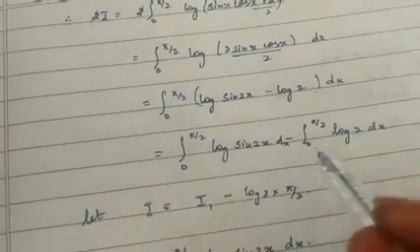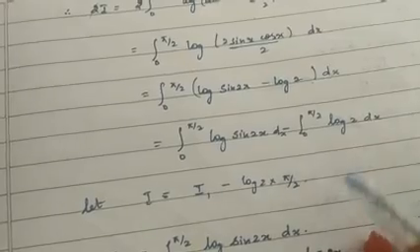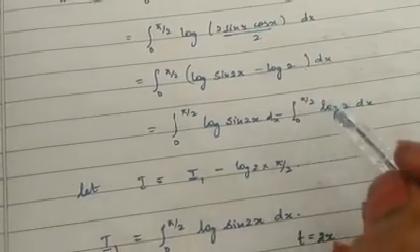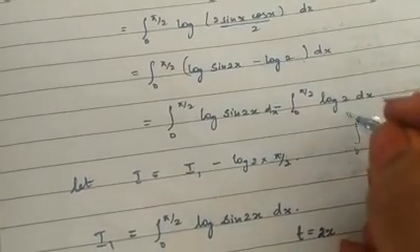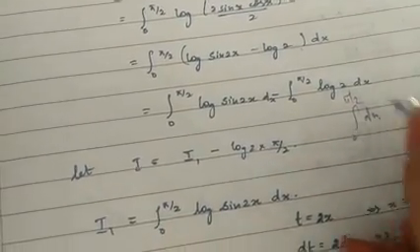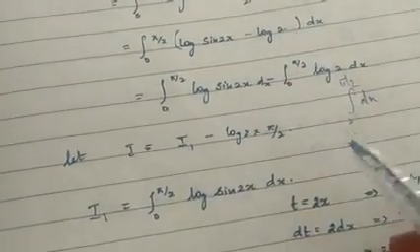After that, separate the integral. Now here in this, log 2 is a constant, so you can take it outside and integrate this alone. So you will get log 2 into x over 0 to pi by 2, into dx. When you integrate this, you will be getting pi by 2. Therefore, I equal to I1 minus log 2 into pi by 2.